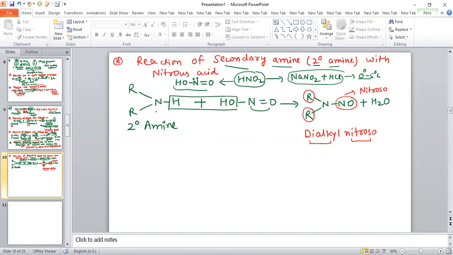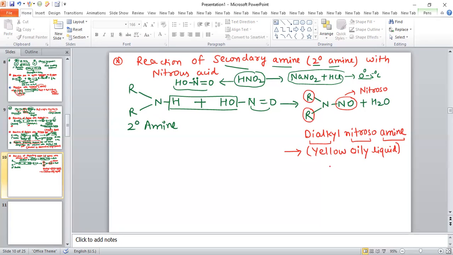So this product is obtained from amine. Therefore this is dialkyl nitrosoamine. So what is the name of this compound? The name of this compound is basically dialkyl due to these 2 R, nitroso due to NO, and this product is obtained from amine. Therefore it is dialkyl nitrosoamine. And this is basically a yellow color oily liquid.